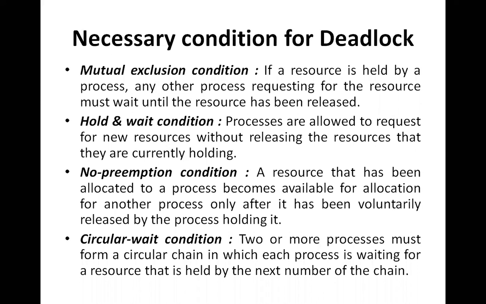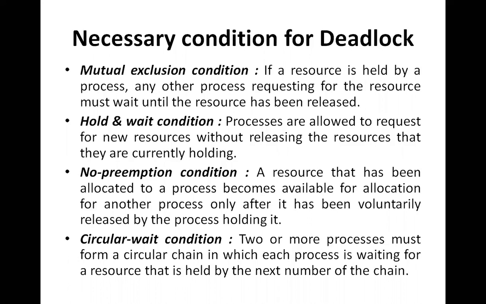Now, out of these four conditions, all four conditions must hold simultaneously in the system for a deadlock. If you can say that the system is in deadlock or a deadlock has occurred, all four conditions must hold simultaneously. If any one of them is absent, no deadlock can occur.